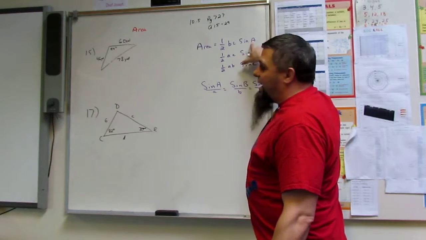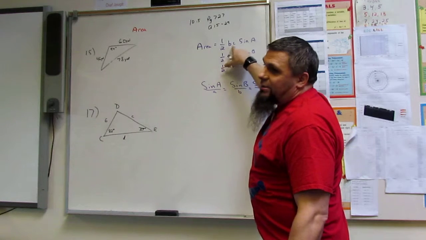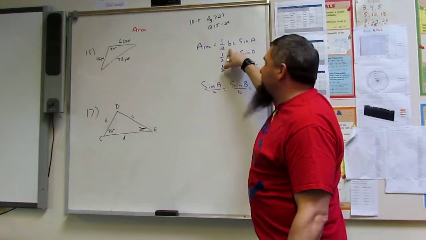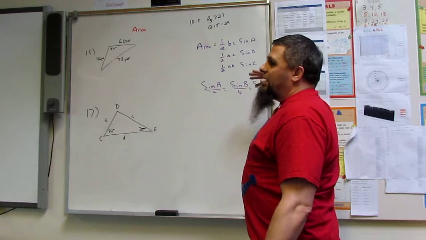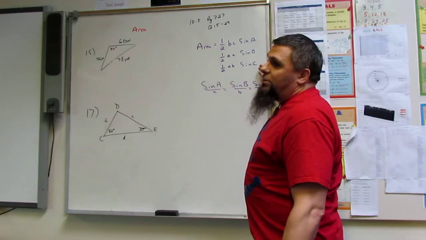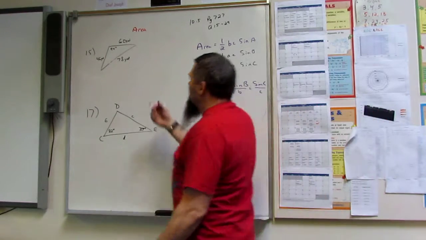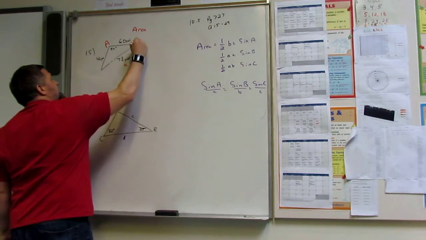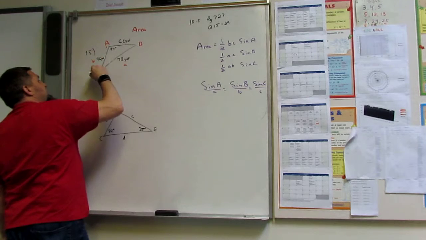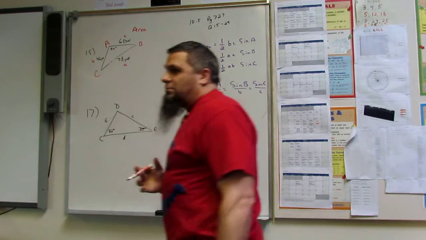If they give you angle A, then you're going to use the legs of B and C. If they give you angle B, you're going to use the legs of A and C. So whatever angle they give you, you use the legs that aren't opposite of it. In other words, this is A, then this is little a. If this is B, then this is little b. If this is C, then this is little c. And that's how we do trig.